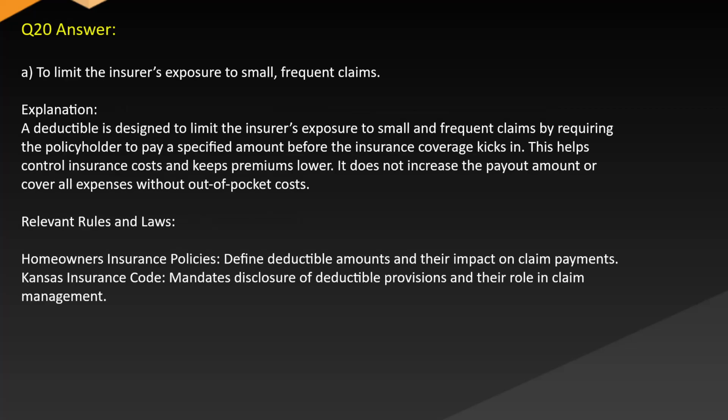Answer A. To limit the insurer's exposure to small, frequent claims. Explanation. A deductible is designed to limit the insurer's exposure to small and frequent claims by requiring the policyholder to pay a specified amount before the insurance coverage kicks in. This helps control insurance costs and keeps premiums lower. It does not increase the payout amount or cover all expenses without out-of-pocket costs. Relevant rules and laws. Homeowners insurance policies define deductible amounts and their impact on claim payments. Kansas Insurance Code mandates disclosure of deductible provisions and their role in claim management.